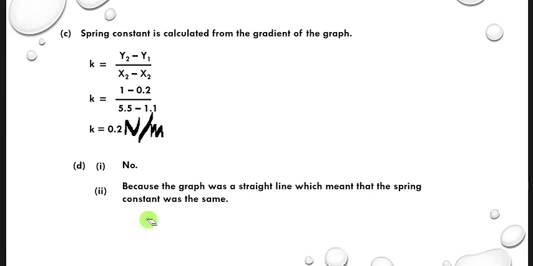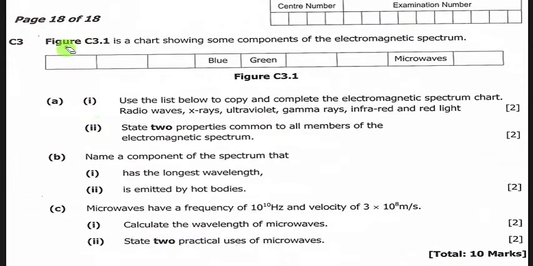All right. Then the last question, figure C3.1 is a chart showing some components of the electromagnetic spectrum. So we have some components: blue, green, microwaves. Then they're saying use the list below to copy and complete the electromagnetic spectrum chart, where we have radio waves, X-rays, ultraviolet, gamma rays, infrared, and red light. Then state two properties common to all members of the electromagnetic spectrum.